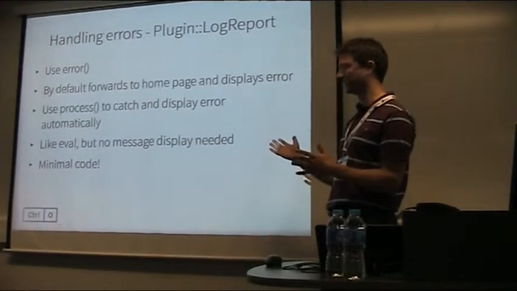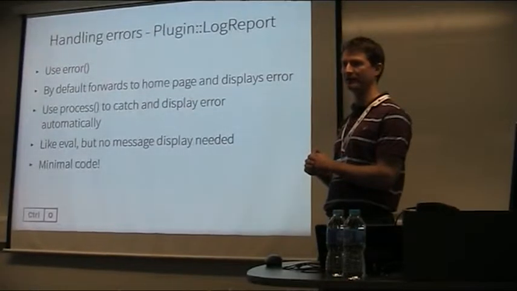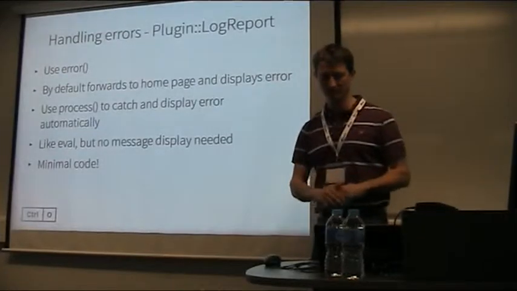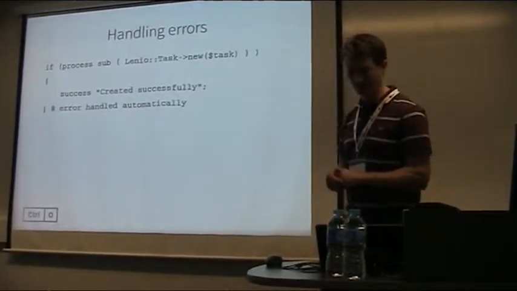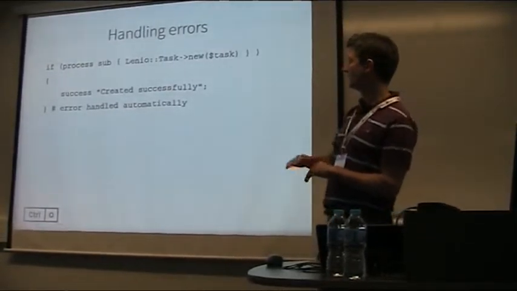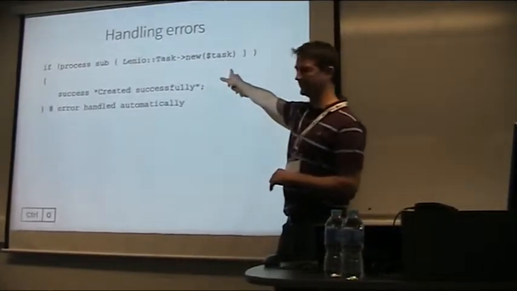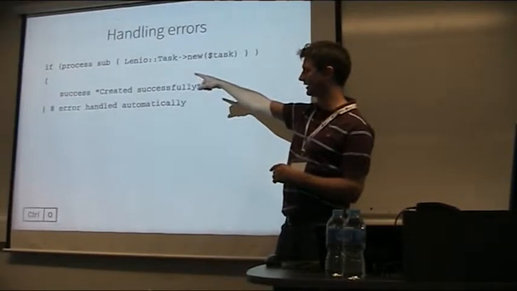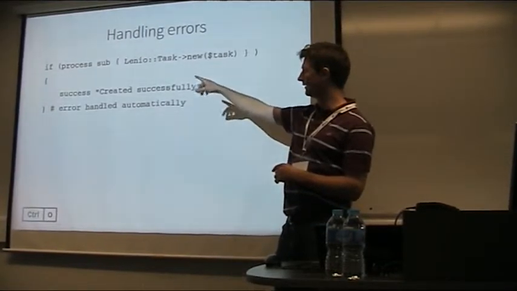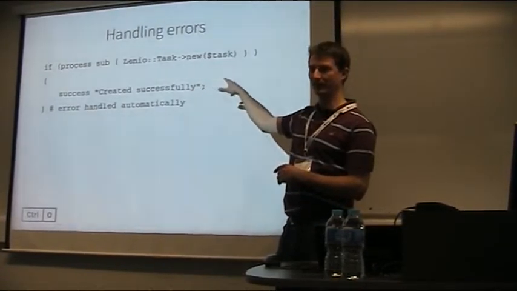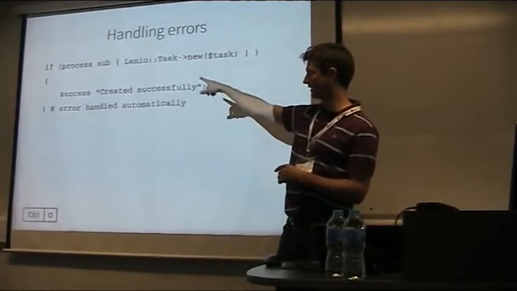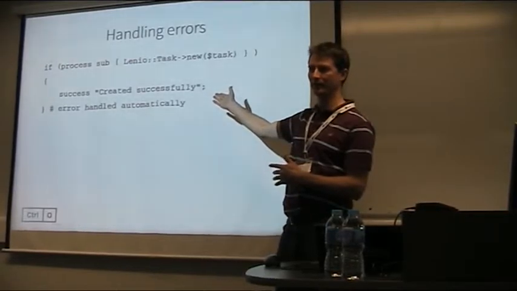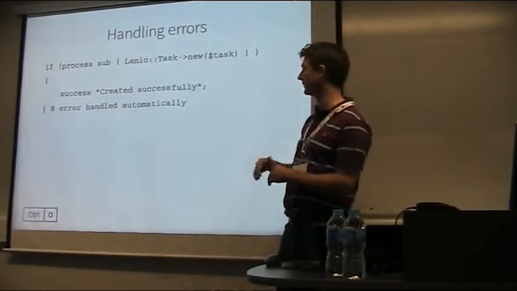As it says there, it's a bit like an eval, but then we don't need to worry about the message handling because it'll do that all automatically. Minimal code, which is what we're aiming at. So here's an example. This function here might return an error, a user error, using the error keyword. So we then catch that using the process. Process will return true or false, depending on whether that was successful. If it was successful, it returns true, and then we can just use the success keyword to display to the user a message saying that worked really well.